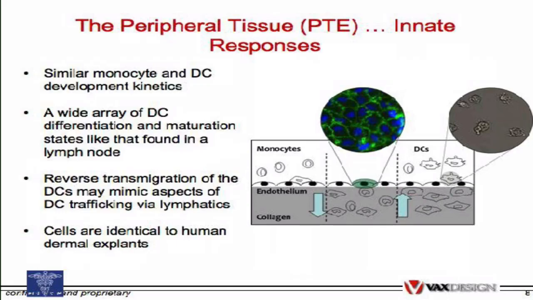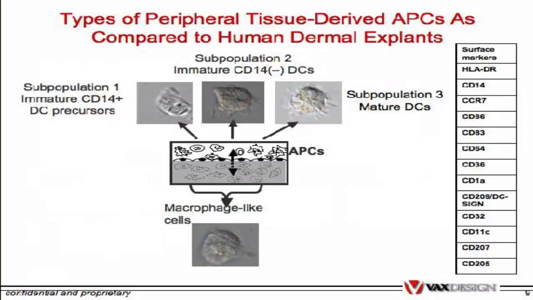and carrying it downstream. These cells we have shown to be identical to cells that are in human dermal explants, where there are three subpopulations of dendritic cells: the immature cells, the immature CD14 negative DCs, and what we call mature DCs, as well as macrophages. All of these cells are generated autonomously when they cross the endothelial cells.